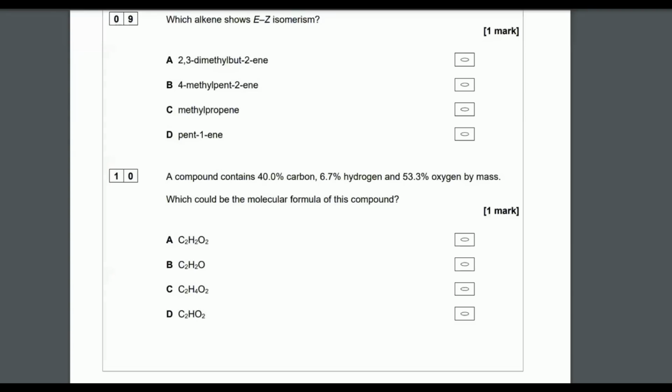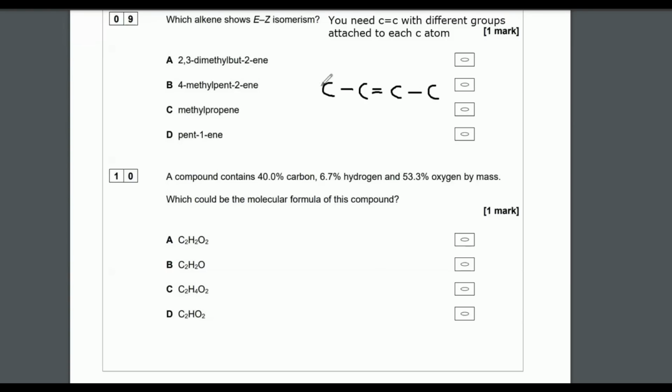All right, question 9. Which alkene shows EZ isomerism? EZ isomerism requires you to have a double bond, and each carbon atom on the double bond must have 2 different groups attached. It's fine if they have the same group on one side of the carbon atom, that would be cis, or Z isomerism. But each carbon atom must have different groups. Let's try the first one, 2,3-dimethylbutene. Can this have EZ isomerism?